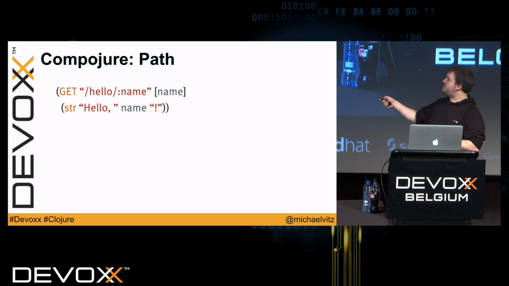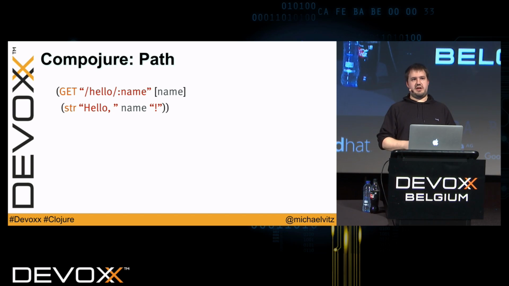So I promised to tell what the vector is for. Basically, it's for extracting path variables out of the URI. So we all want to have nice URIs, of course, and you can provide these variables, which then get stuffed in here, and you can use them, basically.